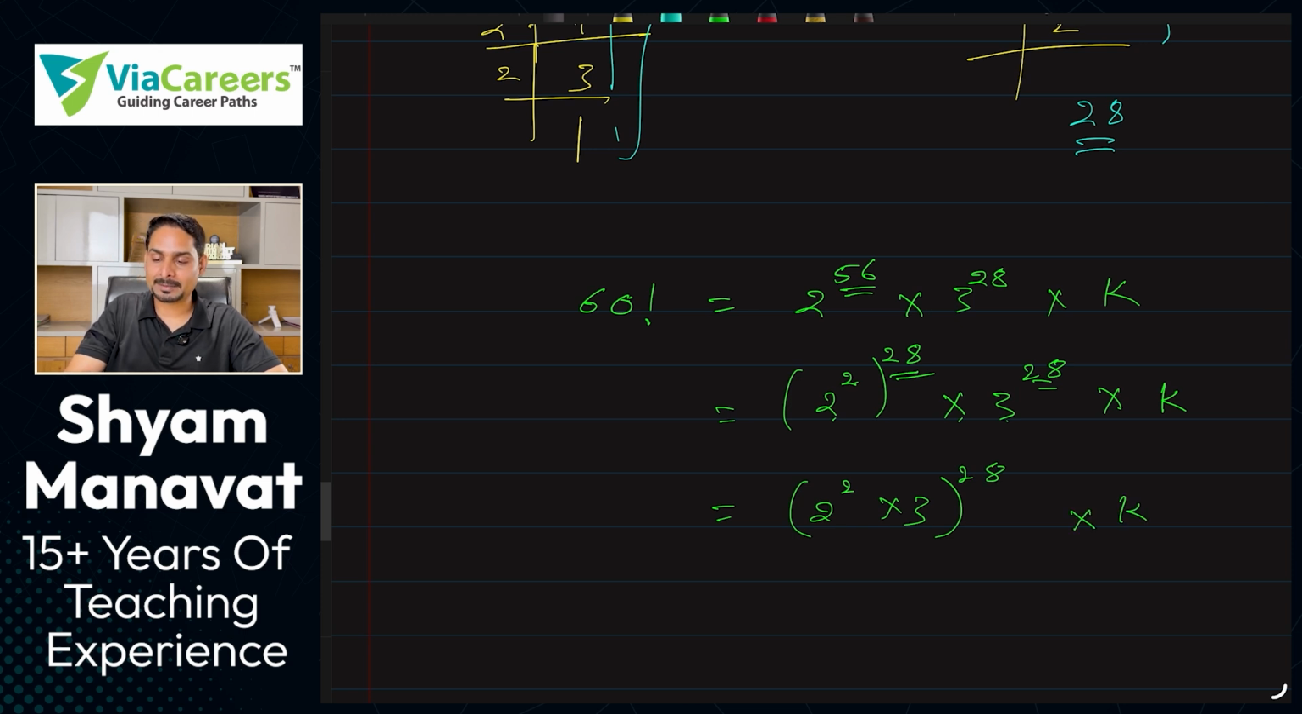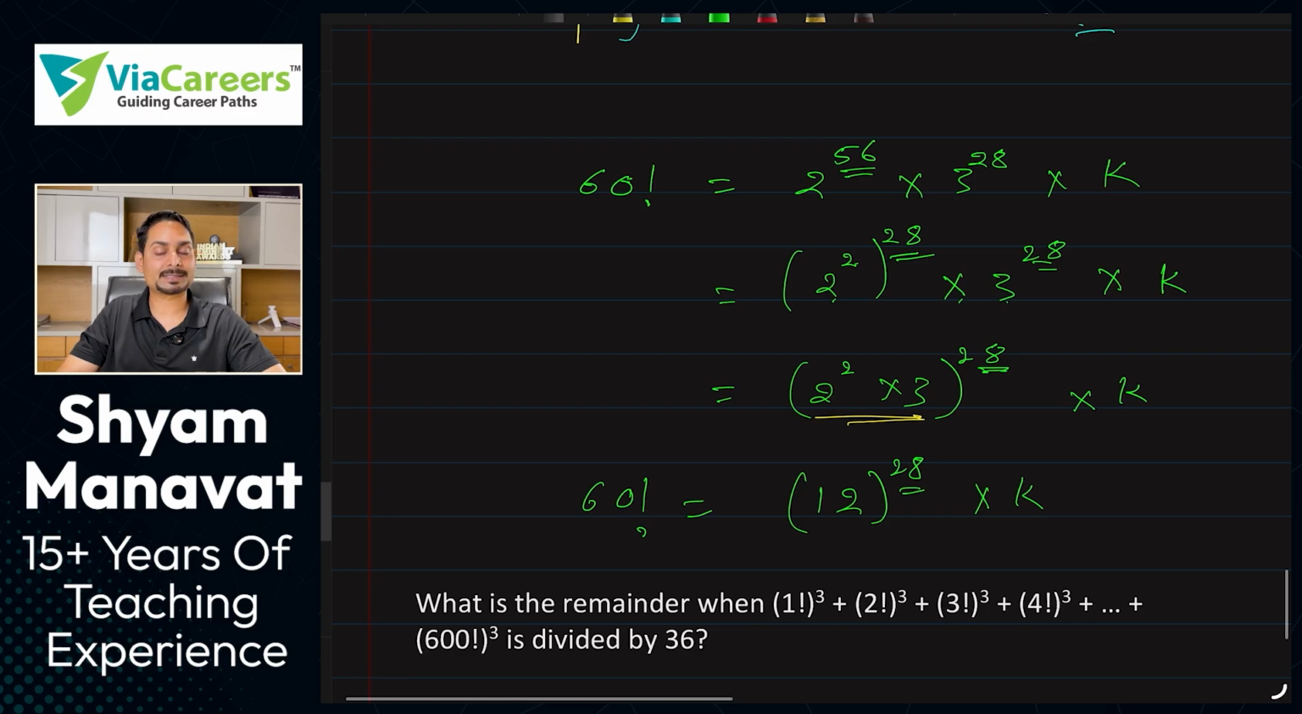That means how many maximum 12s can you take out of 60 factorial? That is 28. So I can say 60 factorial is equal to 12 raised to 28 into k. So what is the maximum power of 12 in 60 factorial? That is 28.